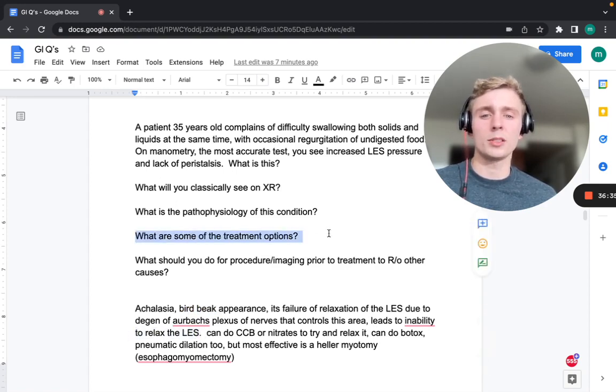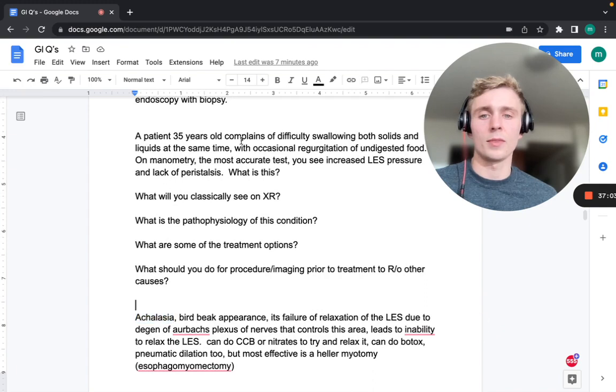What are some of the treatment options? You can do calcium channel blockers as well as nitrates to try to relax the opening. But you can also do Botox if it's refractory to that. Pneumatic dilation, where you actually open it up with an air pump, kind of. But the most effective is a Heller myotomy, which is an esophagomyotomy, basically, where you just cut open parts of that from the outside to allow food to basically go down there. So that's achalasia.